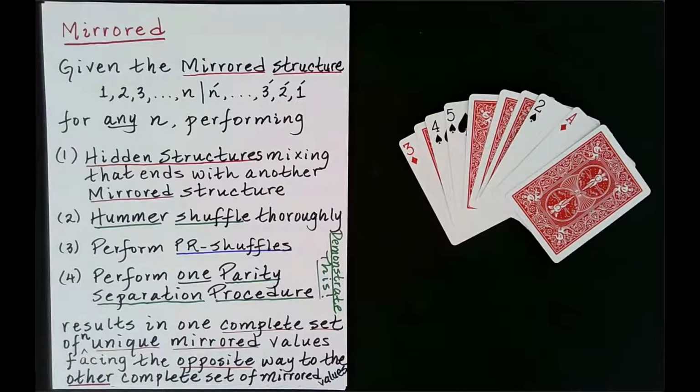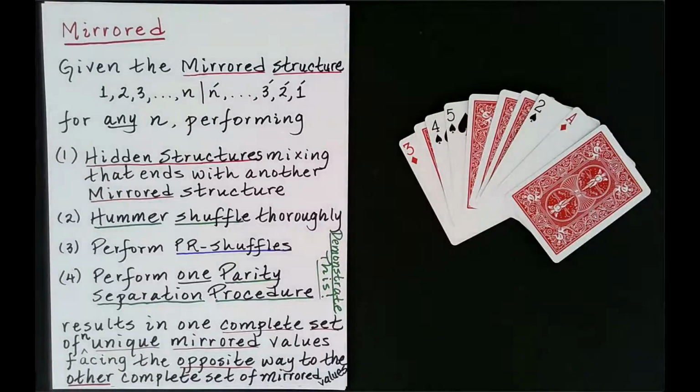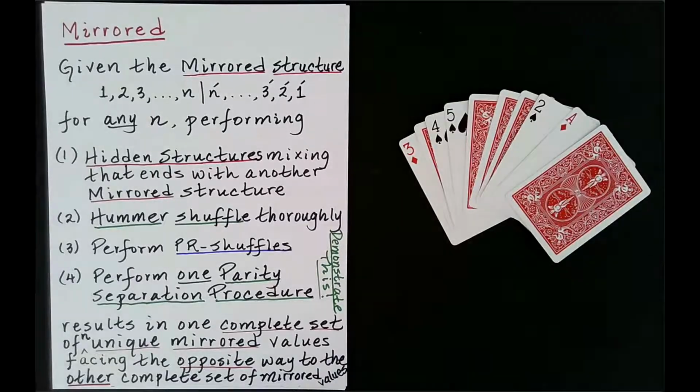You have to remember that the Hummer Shuffle achieves every possible ordering of the cards. But think about it. The fact that we still know at the end that we have a complete set of these mirrored values is amazing. That we know an ace will be facing one way and the other ace will be facing the other way. The same thing with the 2, 3, 4, and 5. So it's just incredible, actually.